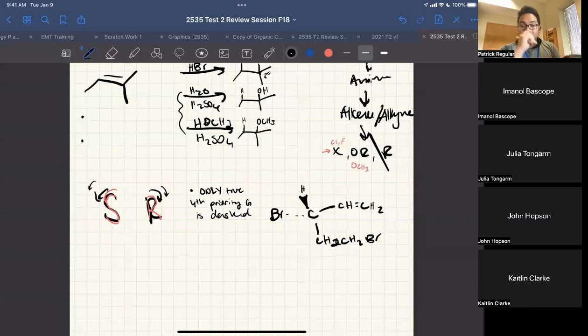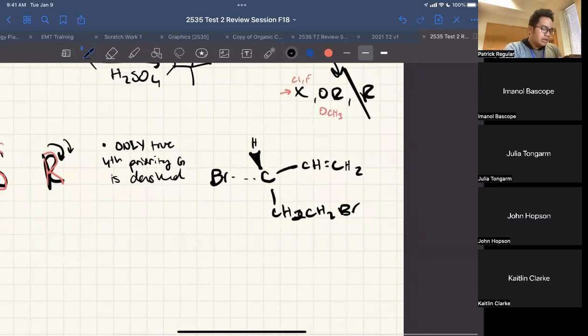A very common error I found last night when I was grading the problem sets was this problem right here, where we have, obviously, Br is going to be our first priority, and hydrogen is going to be our fourth priority, because hydrogen is the smallest atomic mass element there is. So there's nothing really smaller than that. So it's always going to be 4. And if you have 2 hydrogens, it's not a stereocenter, because for a stereocenter, all 4 bonds have to be unique.